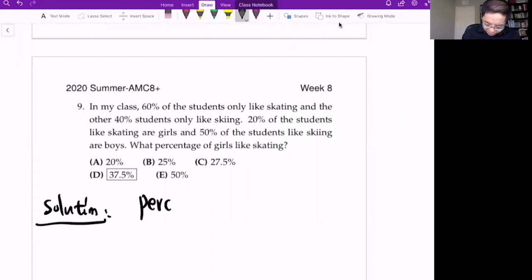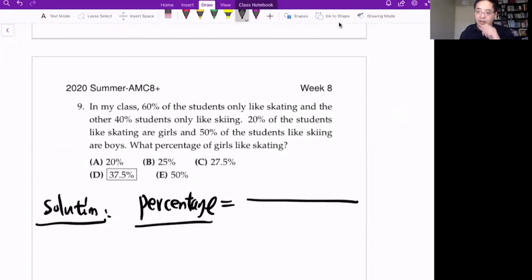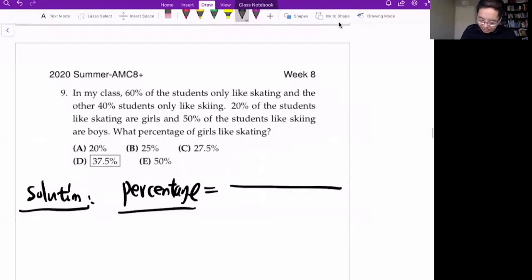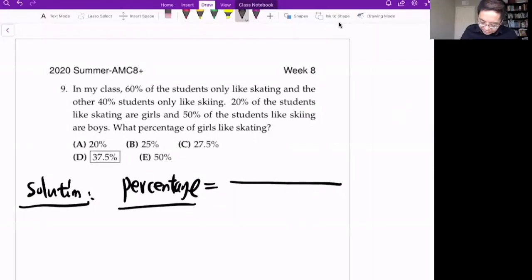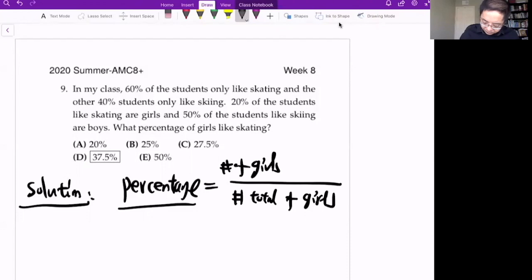So percentage, according to the formula, is a fraction, where the denominator is the total number. So the denominator is the total number of girls, and the numerator is the number of girls who like skating.